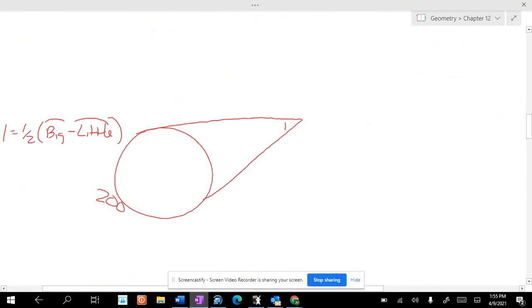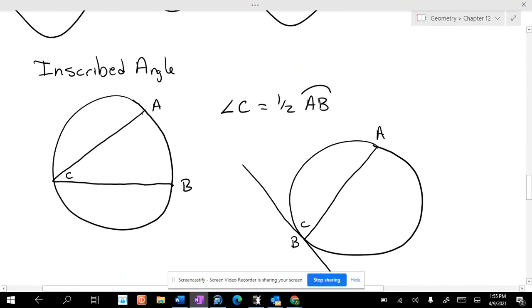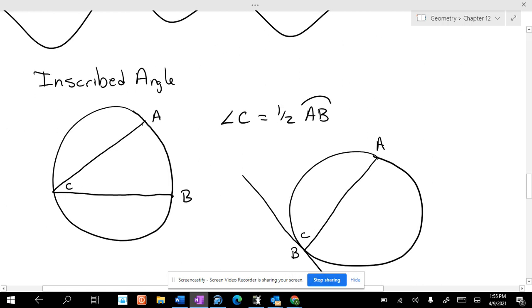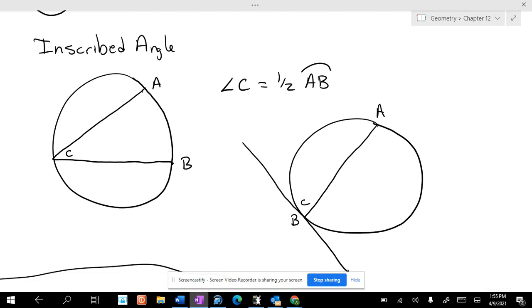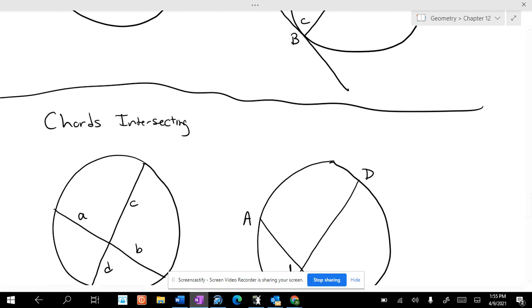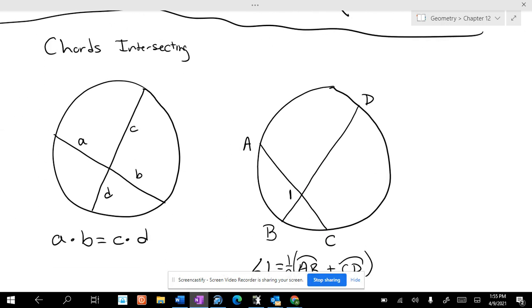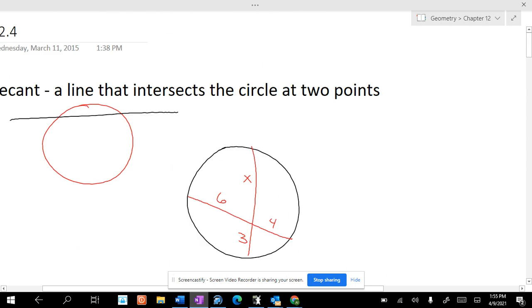All right. So on your note cards, you have to look at them to see what we're looking for. That first problem involved two chords. It doesn't involve inscribed angles. That was yesterday. Here's chords intersecting. If you look at chords intersecting, you take A times B equals C times D. So on this one, you take 6 times 4 equals 3 times x.